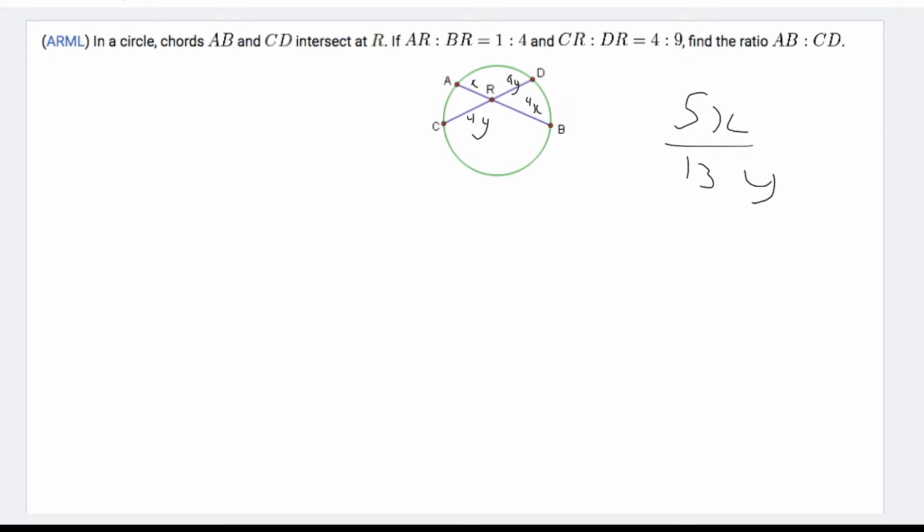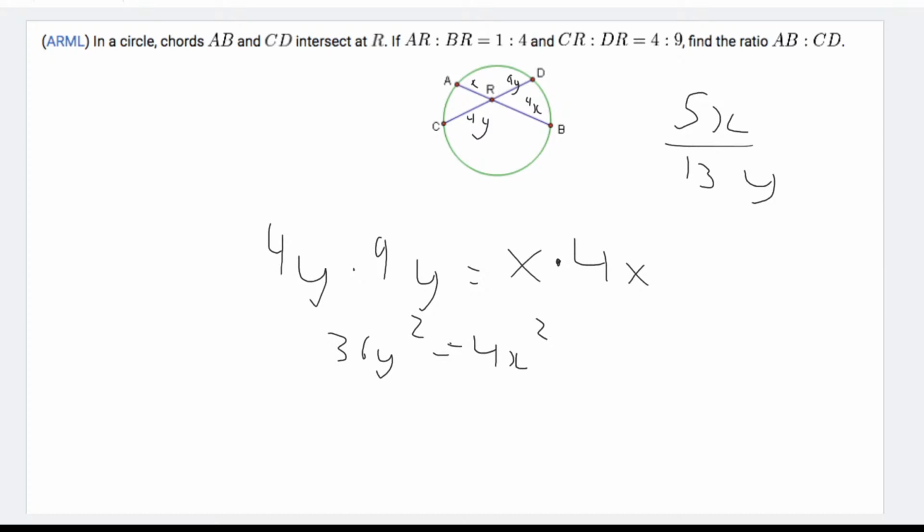Now we're going to try to find this. So we know the chord theorem that we learned states that the places where it cuts, like 4y times 9y, equals x times 4x. And now you compute this to get 36y squared equals 4x squared. Now you divide both sides by 4, so you get 9y squared equals x squared, and then you divide by y squared, so you get 9 equals x squared over y squared. And now you take the square root of that and you get x over y equals 3. And then you multiply both sides by y to get x equals 3y.